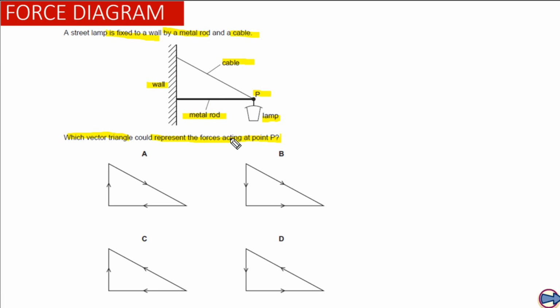The first force acting at this point is the weight of the lamp. The weight of the lamp is acting down. We can say this is W lamp. And there is a force acting on the rod from the wall, and this force is acting to the right. We can say this is F rod, the horizontal force of the rod. And the tension in the cable is acting in this direction. Based on this, we can answer this question.